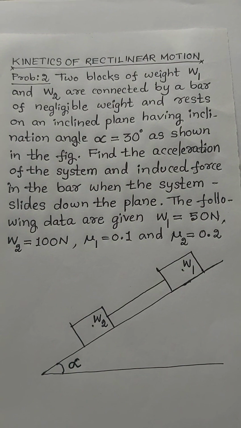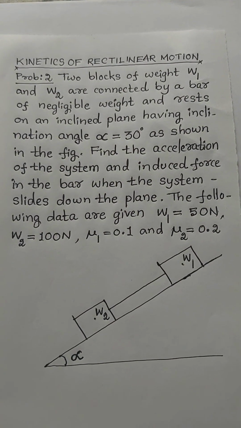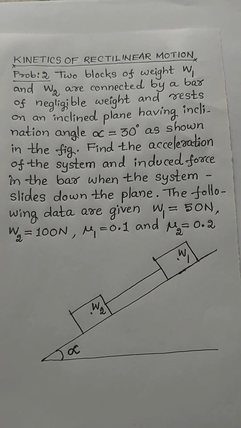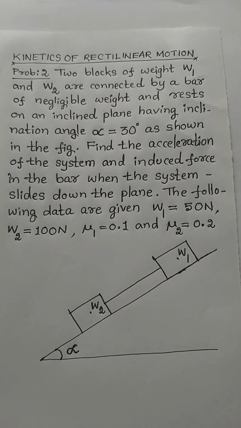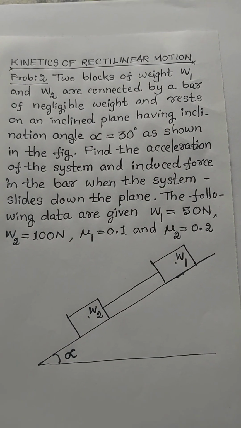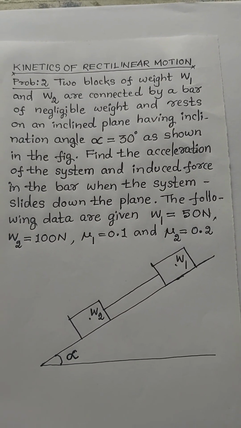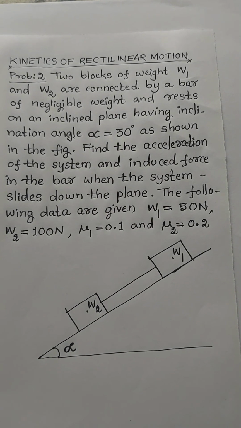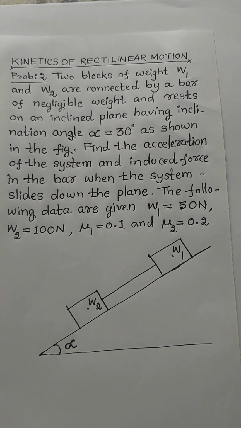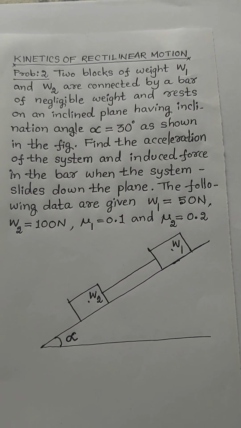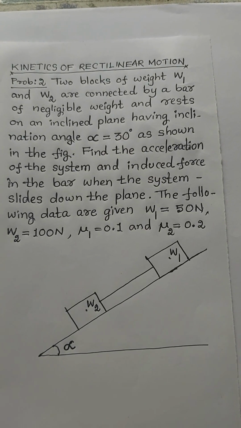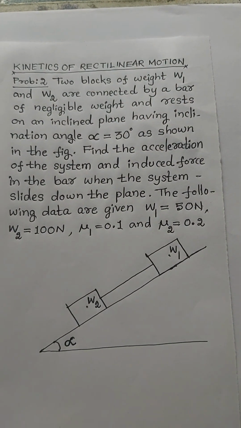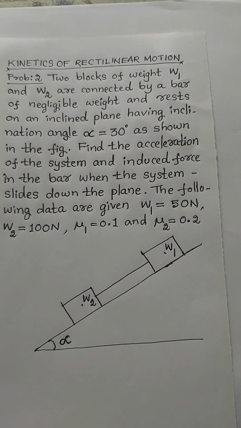Two blocks of weight W1 and W2 are connected by a bar of negligible weight and rest on an inclined plane having inclination angle alpha equal to 30 degrees as shown in the figure. Find the acceleration of the system and induced force in the bar when the system slides down the plane. The following data are given: W1 equal to 50 Newton, W2 equal to 100 Newton, mu1 equal to 0.1 and mu2 equal to 0.2.